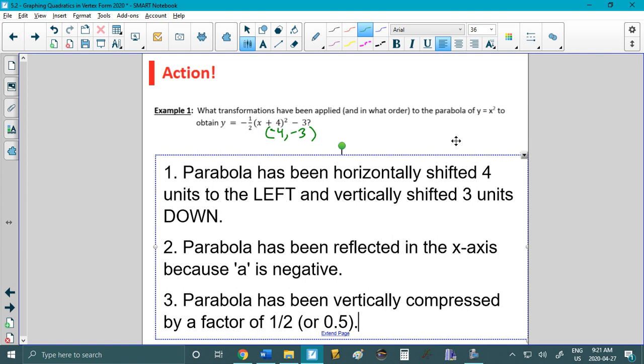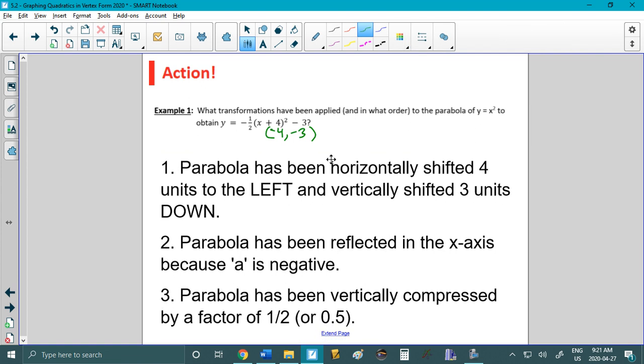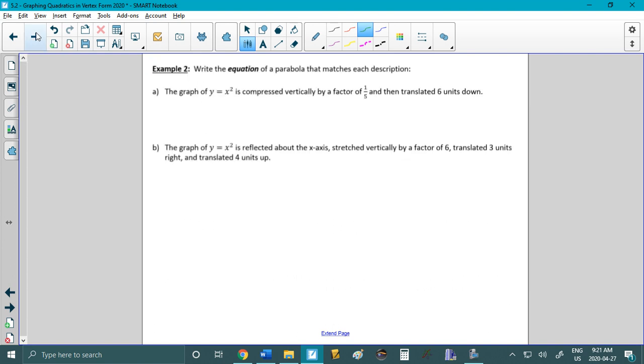Okay, so that's it for the transformations. I'll give you one question on the test probably where you have to write this stuff out. Otherwise, you just have to know what happens. So the vertex moves, and then the step pattern gets cut in half, and it flips upside down.